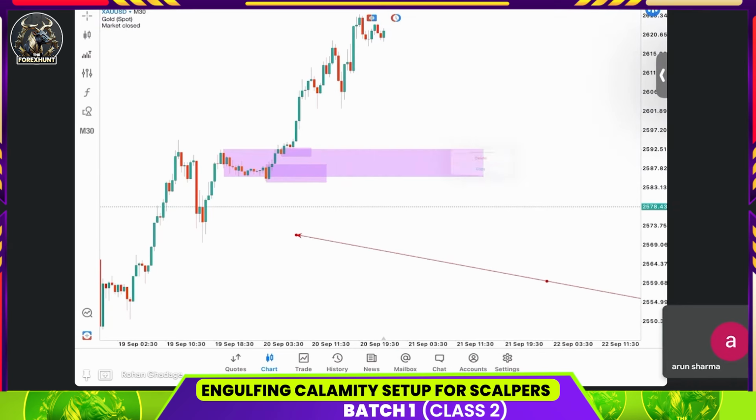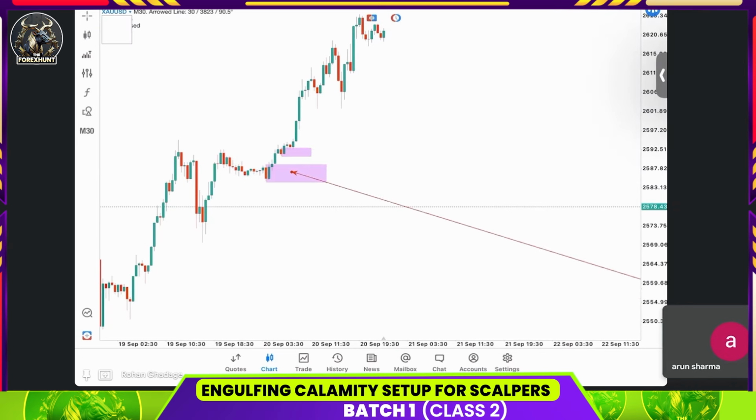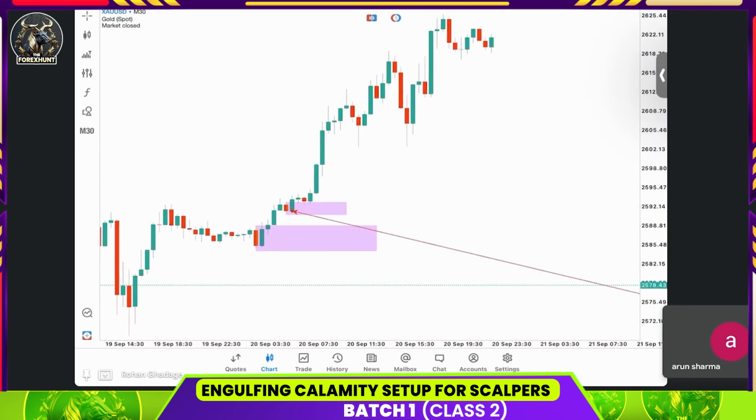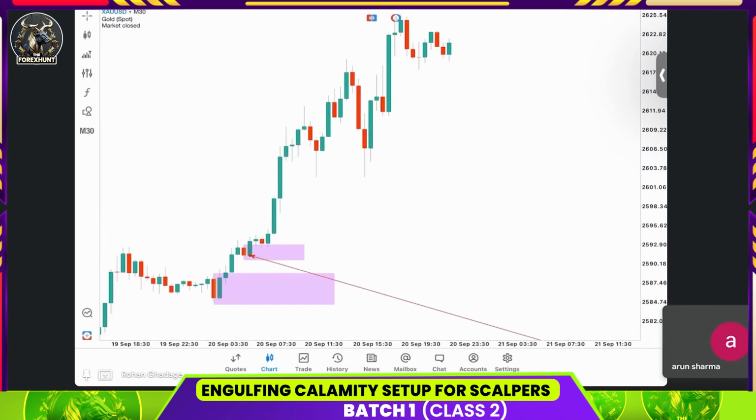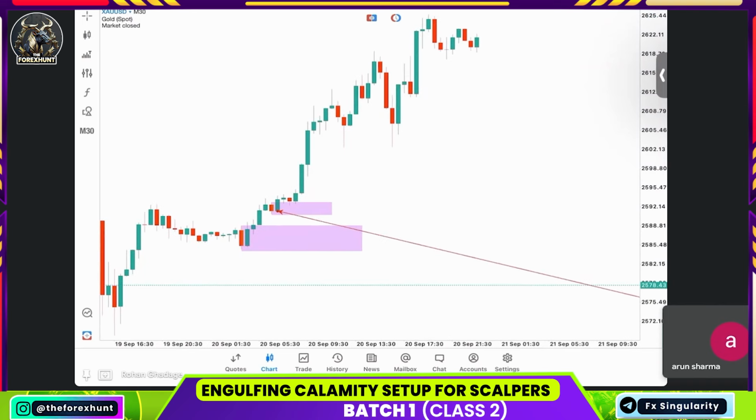Now I'm deleting the H4 here. I have deleted this one. It doesn't matter whether it is tested or non-tested. There is no concept of tested, no concept of sideways, no concept of fresh in this. We only need to focus on marking the M30 buy areas if we are looking for the buy zone.